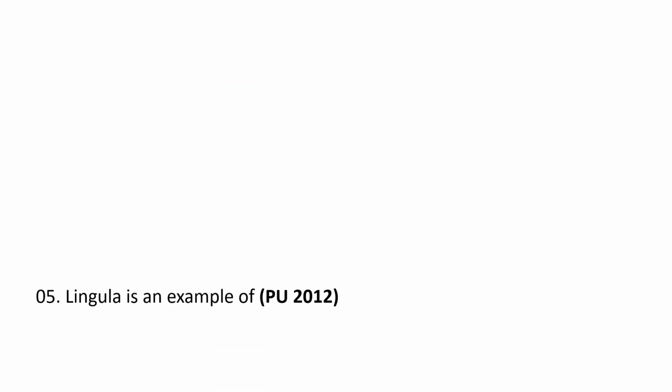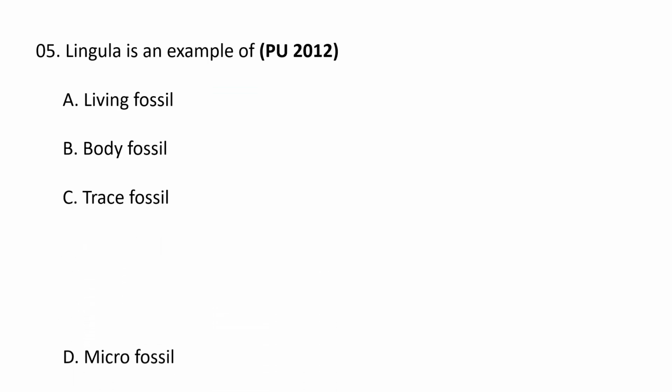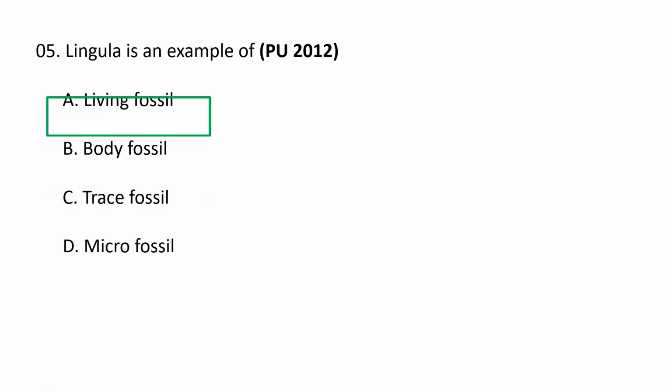Next question. Lingula is an example of A. Living fossil, B. Body fossil, C. Trace fossil, and D. Microfossil. Lingula is an example of a living fossil, particularly within the context of brachiopods. It's a genus of brachiopods that has existed for a very long time, with fossils dating back to the Ordovician period. The brachiopod's simple tongue-shaped shell and overall morphology have remained remarkably stable throughout this vast time scale, making it a prime example of a lineage with little evolutionary change. So Lingula is an example of a living fossil. A is the correct option.